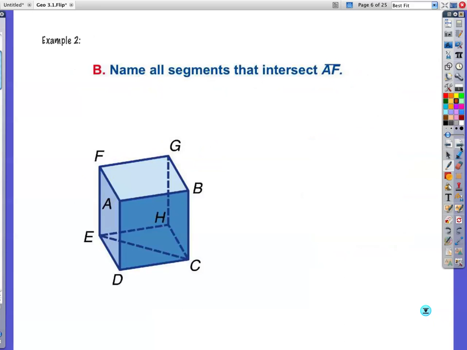Example 2. Name all the segments that intersect segment AF. So let's highlight AF.